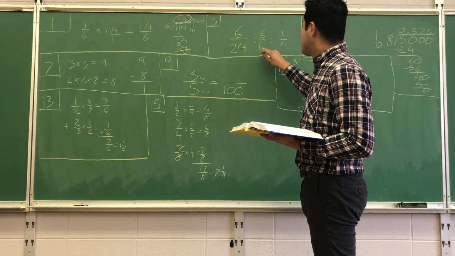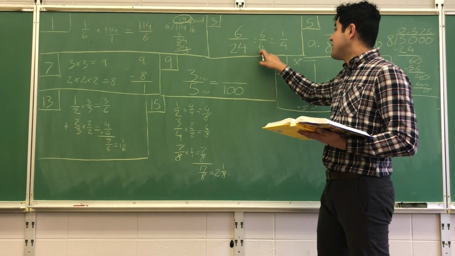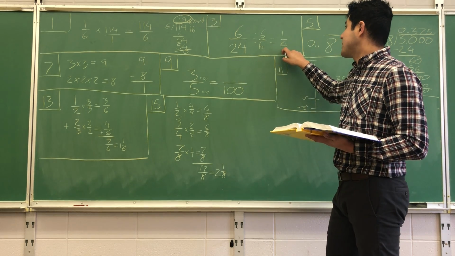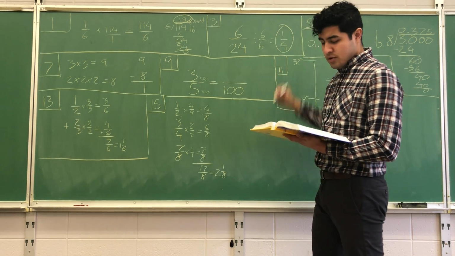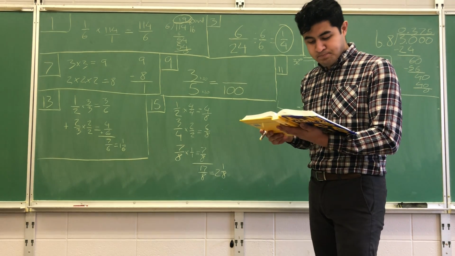So we divide both numbers by 6. 6 goes into 6 one time evenly, and then 6 goes into 24 4 times evenly. So your final answer is 1/4. So 1/4 of Cupid's shots hit the target.